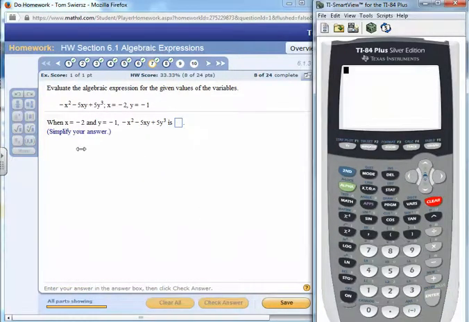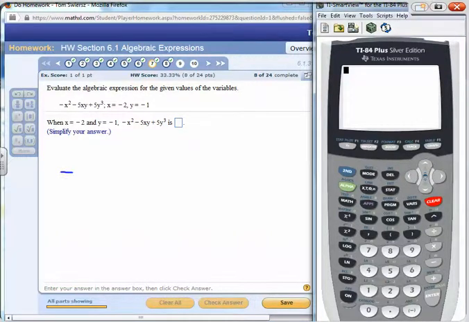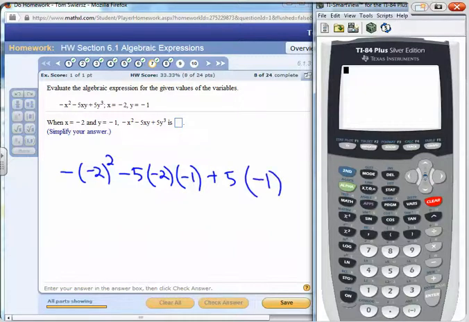All right, number 7. When x is a negative 2, y equals negative 1. Again, you have to be careful here. You have to make sure you get all your signs correct. It's going to be the opposite of x, which is a negative 2 squared, minus 5 times x, which is a negative 2, times y, which is a negative 1, plus 5 times a negative 1 to the third power.